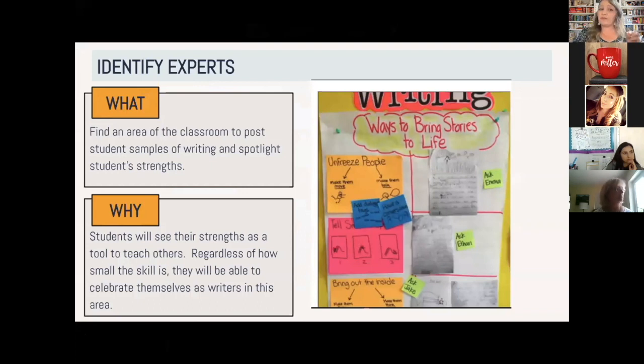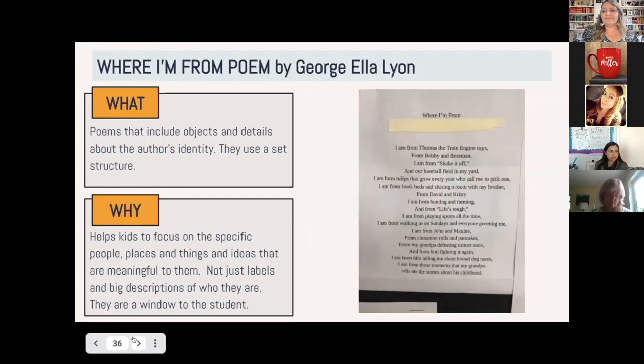They do not have to be the best writers. In fact, they shouldn't be. Yes, of course, you're going to have some of your high performing students in there, but it should be a mixture of students. And you'll see here what it says: ask Emma how to unfreeze people in your story. Ask Ethan how to tell something bit by bit. Ask Jake how to bring out the inside of a character. So you're spotlighting strengths of your students so that they can build their identity as writers.